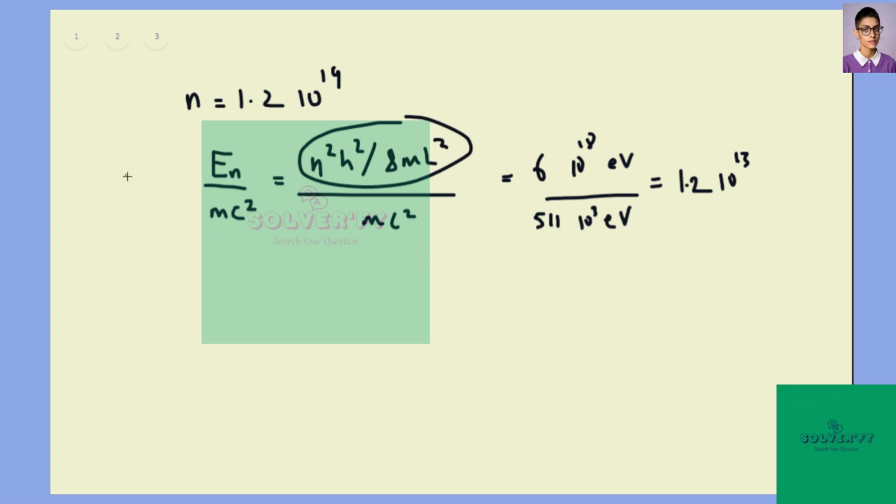This is part C. For the last question, we are asked if this electron is relativistic. As we can see, the fraction of En versus mc square is much greater than 1. This implies that the energy of the electron in this case is much greater than its rest energy. So this electron is relativistic.